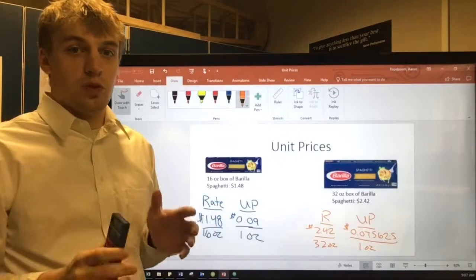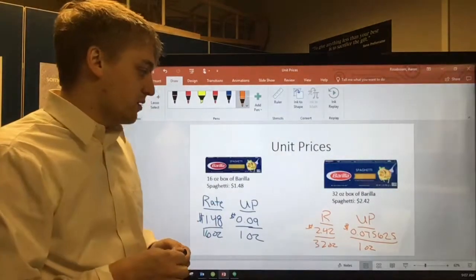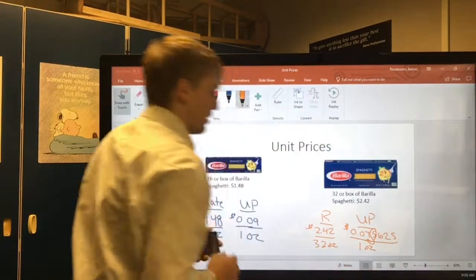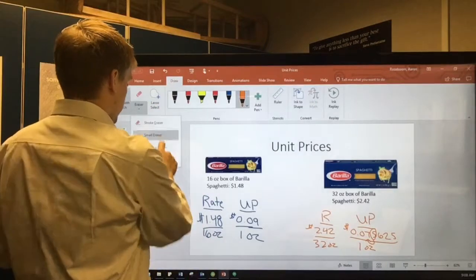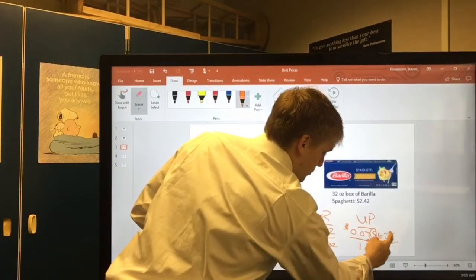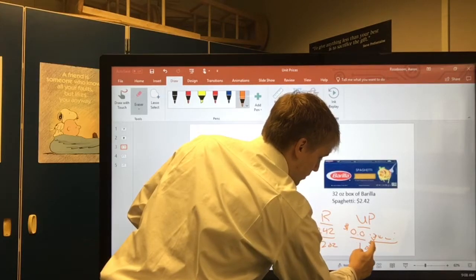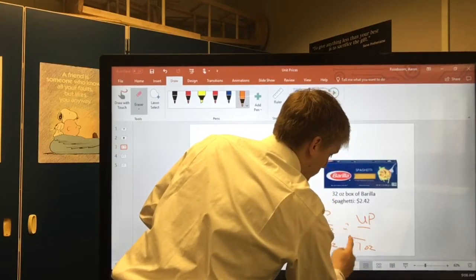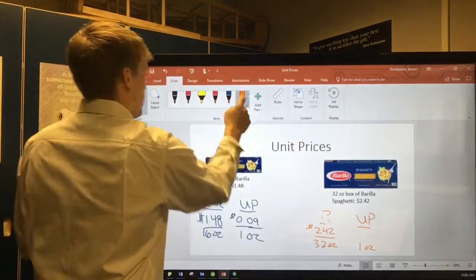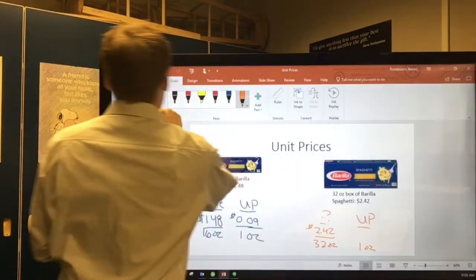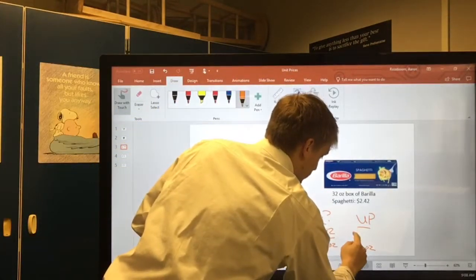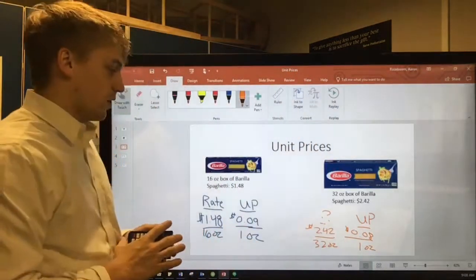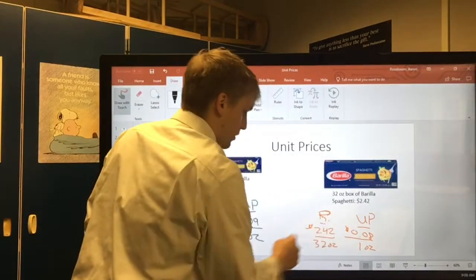Again, we just want to have the unit price, so prices have 2 decimal places. This is going to make that round up. Since it rounds up, it's going to be 0.08, so I'm going to write 0.08 cents per 1 ounce. Sorry, this is the rate.